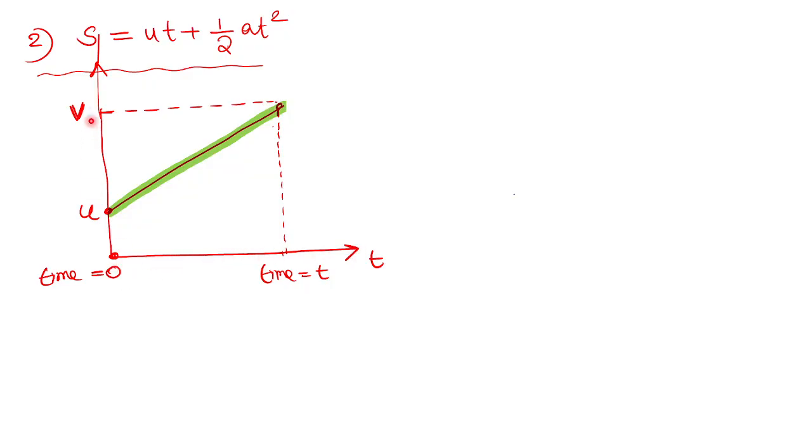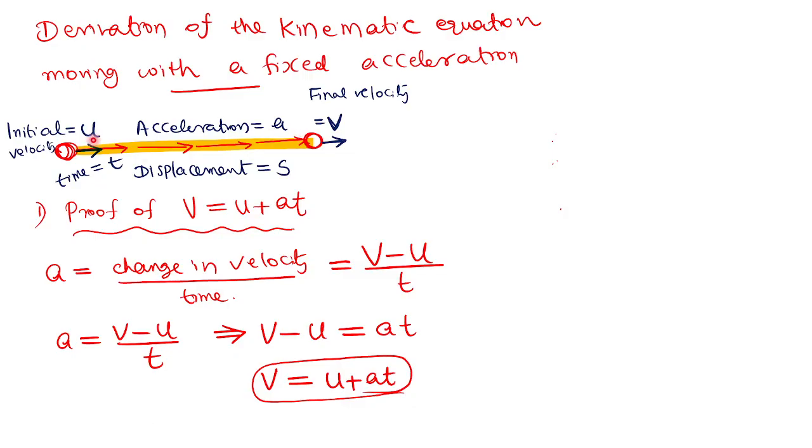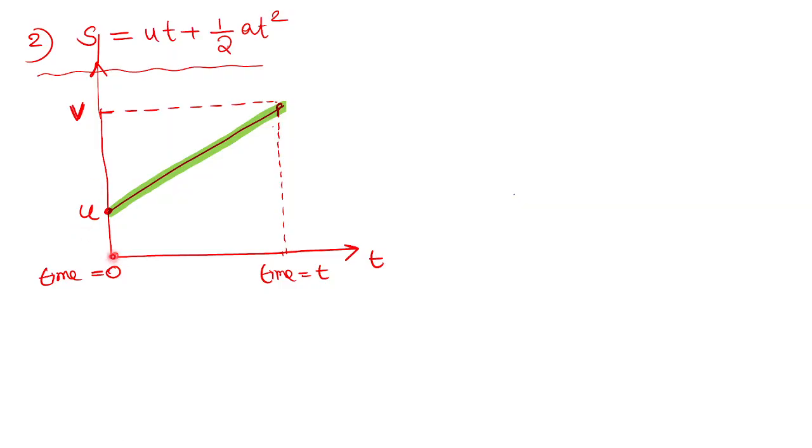X-axis time, y-axis velocity. When time equal to 0, I told you that the body has an initial velocity u. So look at this graph. When time equal to 0, the body has the initial velocity u. As the time changes, the velocity changes. When time equal to t, the velocity is v. Final velocity when time equal to t.